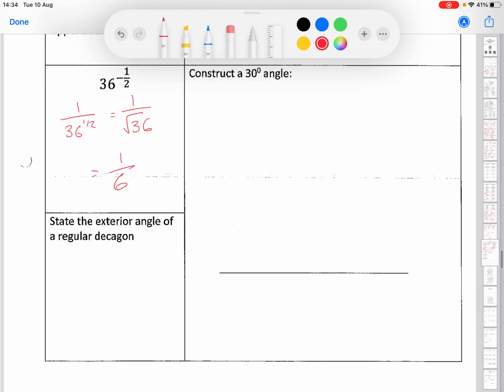I'm going to leave my construction till last, because you know I'm amazing at it. State the exterior angle of a regular decagon. So a decagon is a 10-sided shape. Exterior angle, easy, 360, just divided by the number of sides. So that is going to be 36.